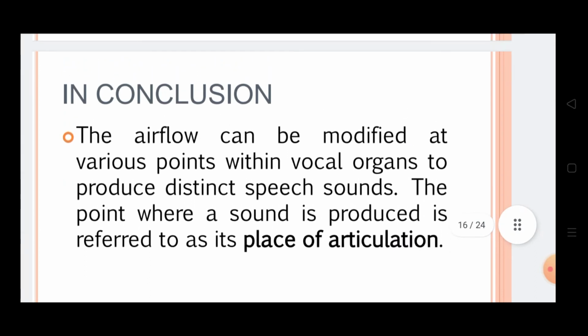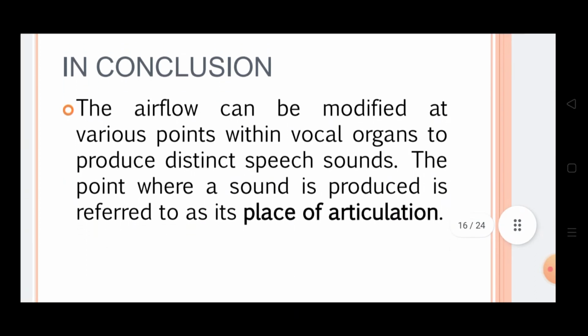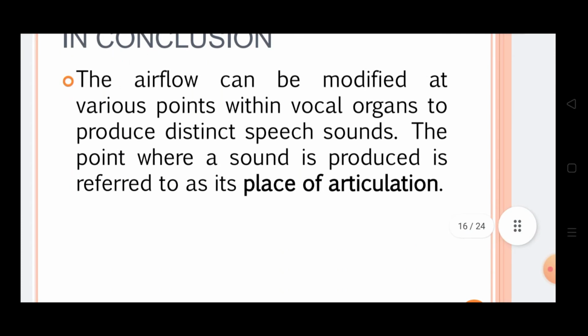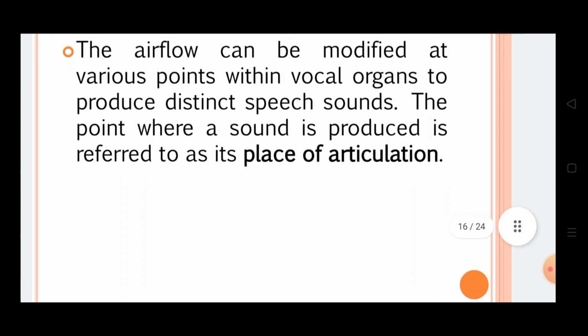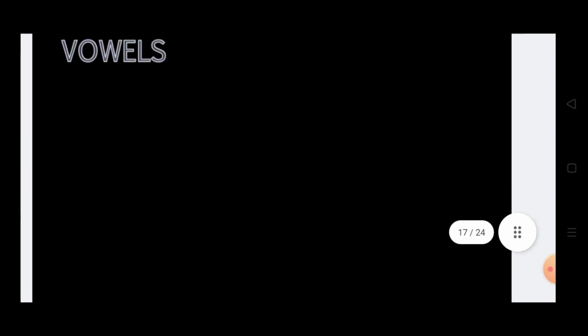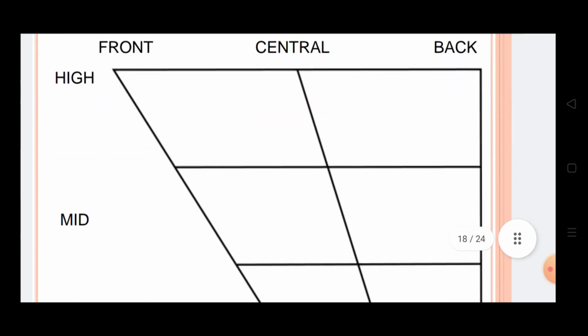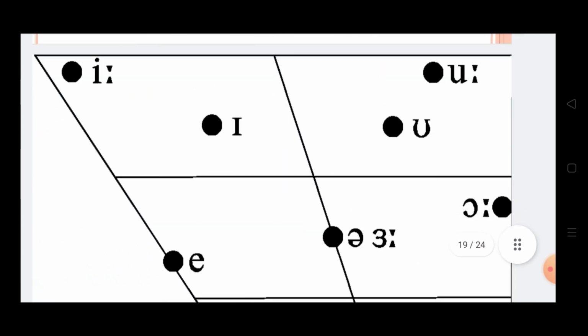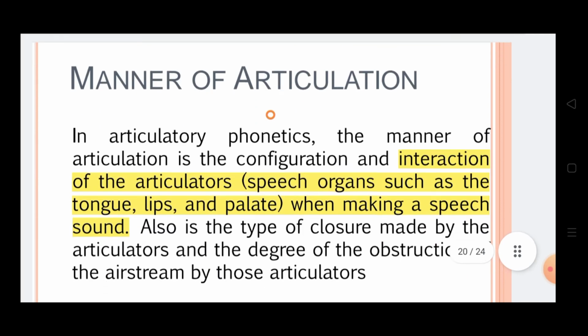And so in conclusion, we can say that the airflow can be modified at various points within the vocal organs to produce distinct speech sounds. The point where a sound is produced is referred to as its place of articulation. Vowels, yes, I made a separate video on vowels as well. You better watch it. And in this video I am discussing the consonants. And now we'll discuss the manner of articulation.